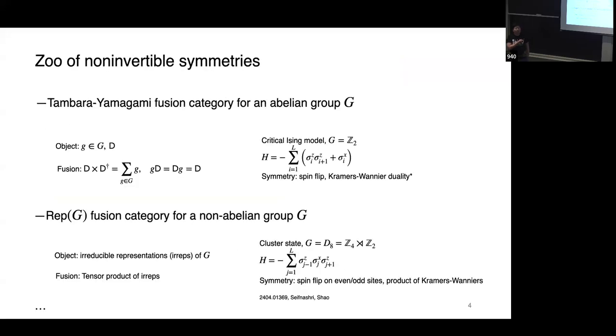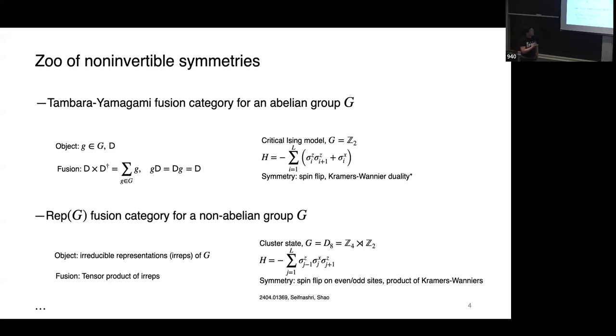And what are the non-invertible symmetries I'm interested in for my talk? There are mainly two kinds of categories that I'm interested in. For any abelian group, you can just add one single non-invertible operator to form a so-called Tambara-Yamagami fusion category. The fusion of the non-invertible operators gives you a sum over all the group elements in your abelian group. And the fusion of an abelian group element with the non-invertible one gives only the non-invertible one.